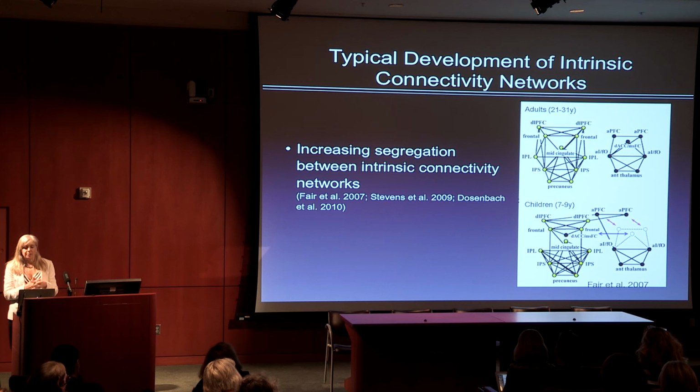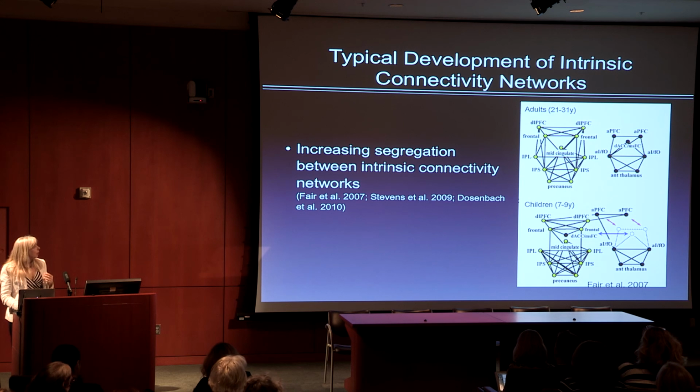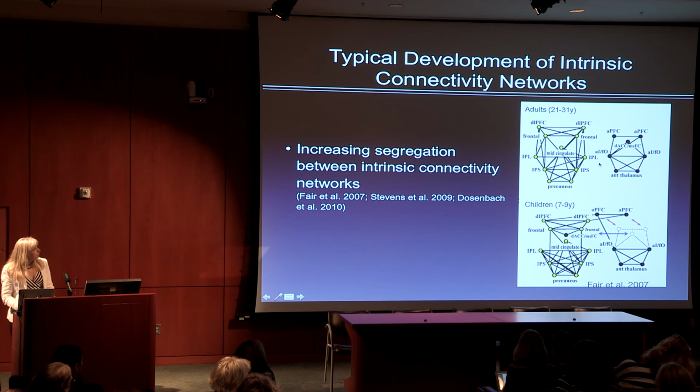So this is a network diagram of how we look at network connectivity in terms of its modularity and its segregation of networks. This is from a study of normal individuals. These are normal children, and these are normal adults. And these are two different networks in the brain. This is a dorsal attention network, and this is a ventral attention network. And what you can see is in adults, these two networks are highly segregated from each other.